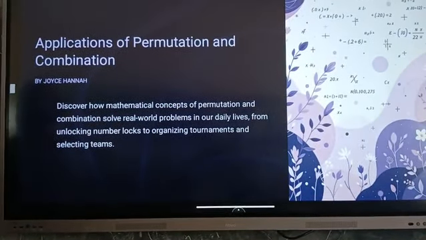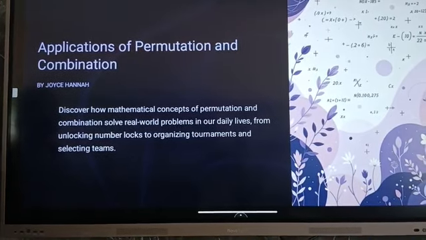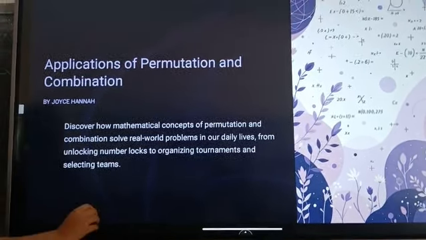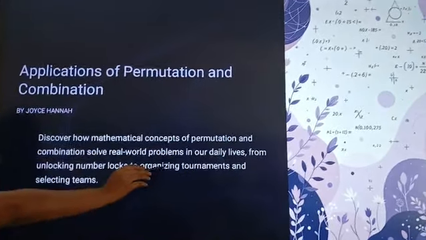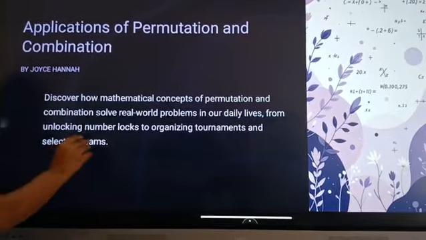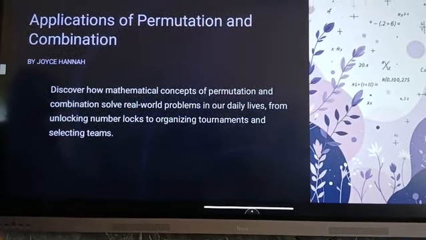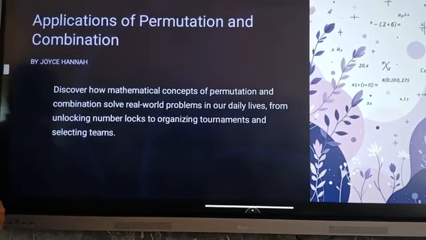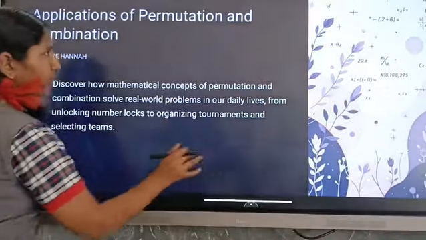And today we will be talking on the topic applications of permutation and combination. So we will discover how mathematical concepts of permutation and combination solve real world problems in our daily lives, from unlocking number locks to organizing tournaments and selecting teams. So to understand the applications of permutation and combination, we should know what permutation actually is.